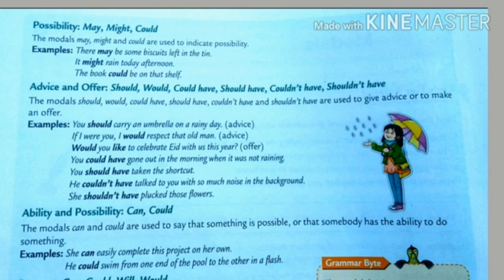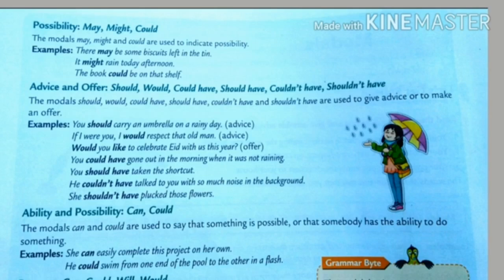He couldn't have talked to you with so much noise in the background. Couldn't have talked to you because of so much noise in the background. She shouldn't have plucked those flowers. Are you clear how we use these modals for advice and offer? Shall we see for ability and possibility?